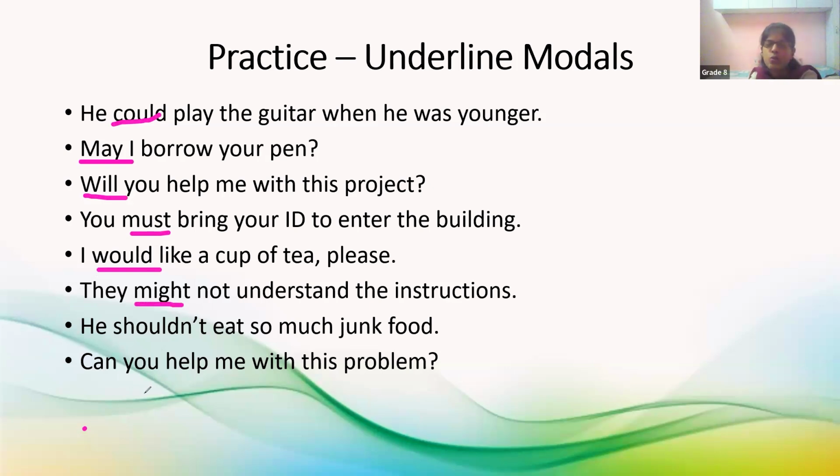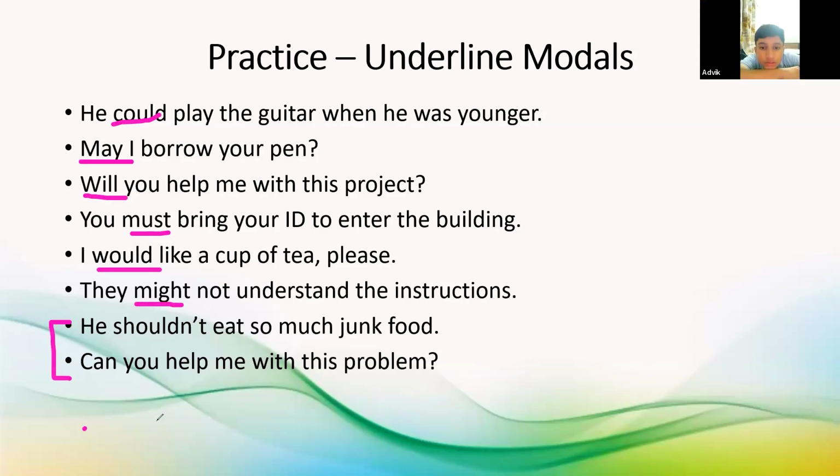He shouldn't eat so much junk food. Can I tell? Yes, please. Must. That's correct, must. Hold on, hold on. Where is must? I am looking for the answer from these two sentences. There is no must here, beta. Shouldn't. No, it's not much, Aisha. I appreciate you tried, beta.